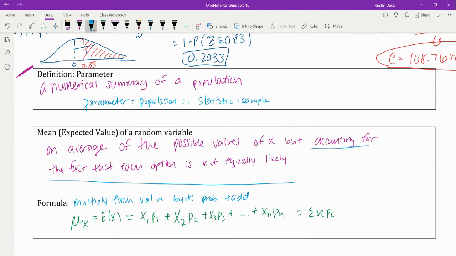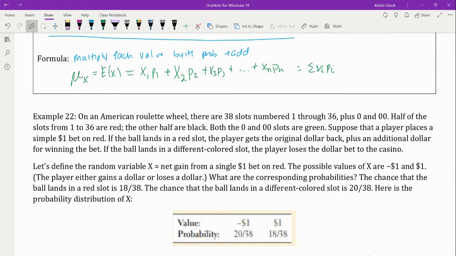Let's go ahead and use this. I want you to read example 22. It's pretty long. It talks about a roulette wheel and what is happening here. And then you'll see a little chart down there at the bottom. So take a second, pause the video, and read the explanation as to what's happening here.